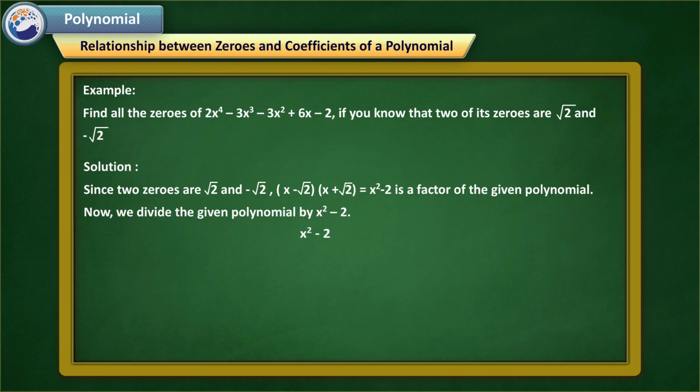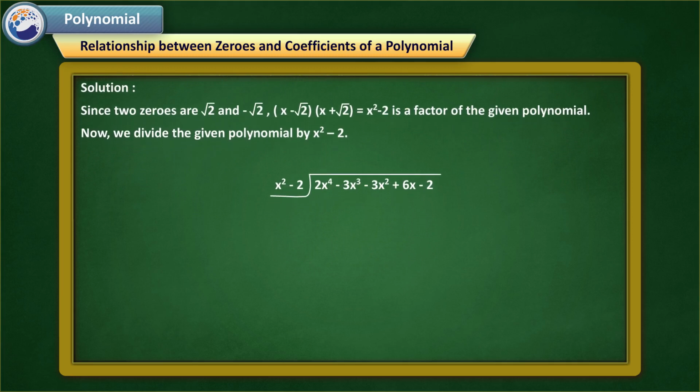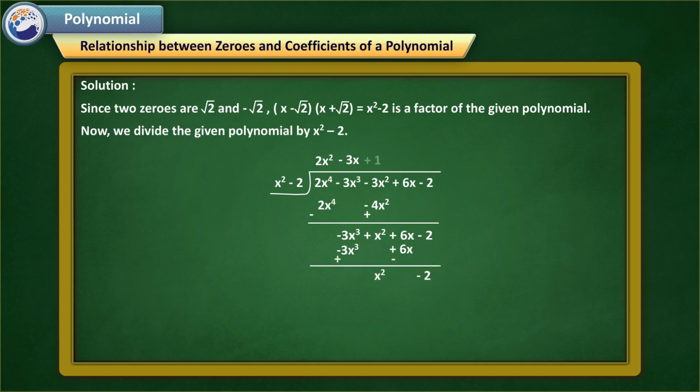Now, we divide the given polynomial by x squared minus 2. First term of dividend is 2x raised to 4 and first term of divisor is x squared. So, taking the quotient 2x squared and multiplying it with x squared minus 2, we get 2x raised to 4 minus 4x squared. Subtracting the like terms, we get minus 3x cubed plus x squared plus 6x minus 2. Taking minus 3x in the quotient, minus 3x multiplied by x squared minus 2 gives minus 3x cubed plus 6x. After subtracting, we get x squared minus 2, continuing further to get a remainder 0.